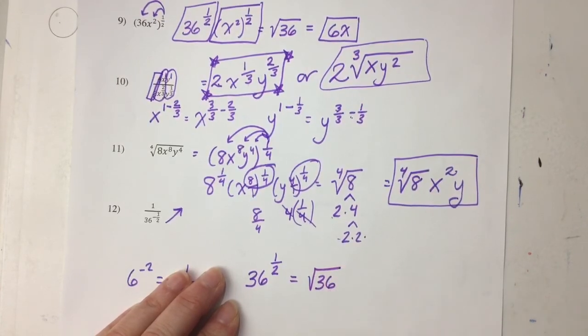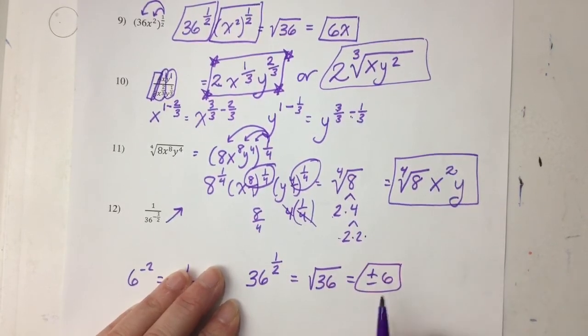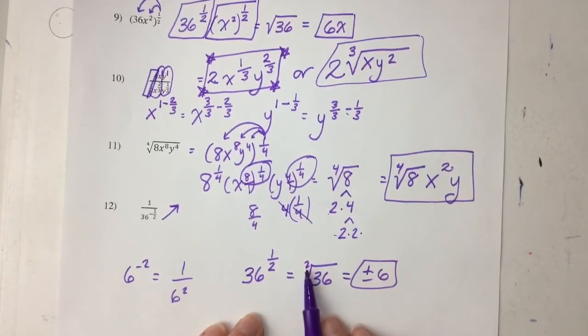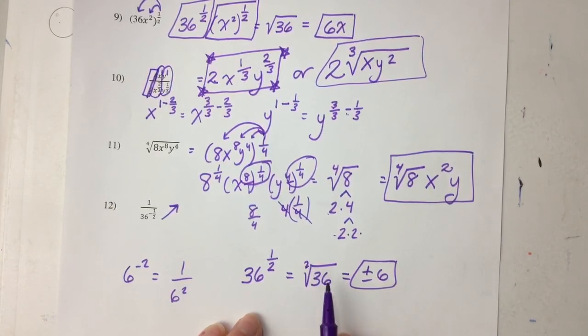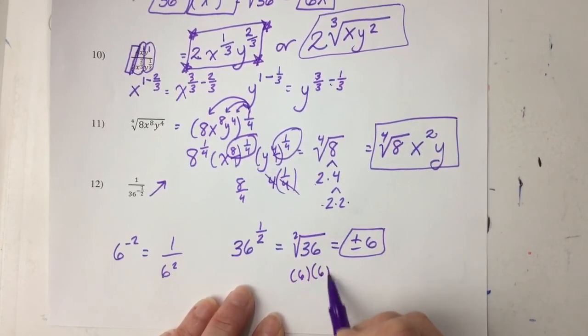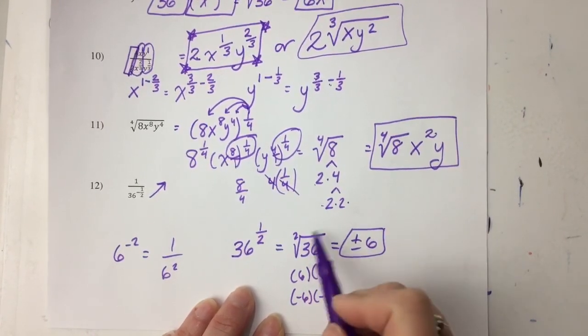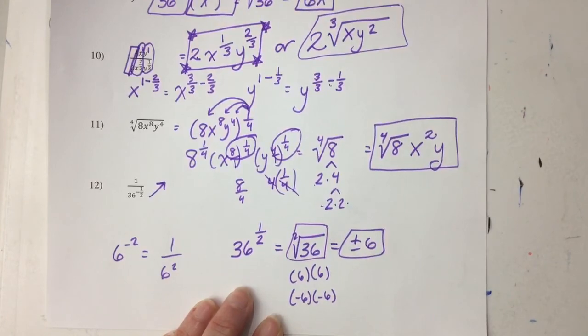There you go, 7.1. 36 to the 1/2 power is equivalent to the square root of 36, which is plus or minus 6. The reason why it's plus or minus, this is an index of 2. This is an even number. This is a positive number. 6 times 6 is 36. Negative 6 times negative 6 is 36. So this puppy actually has 2 solutions.